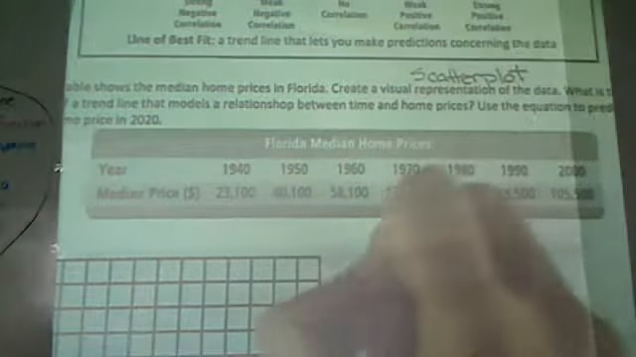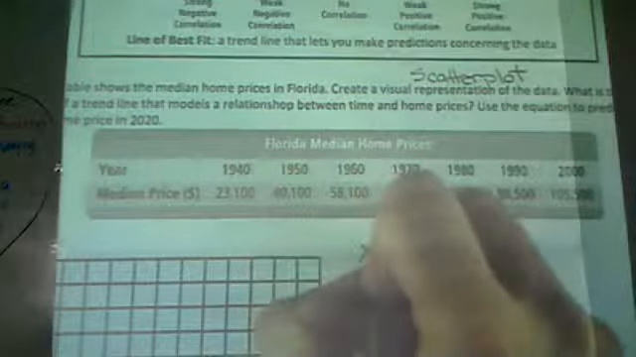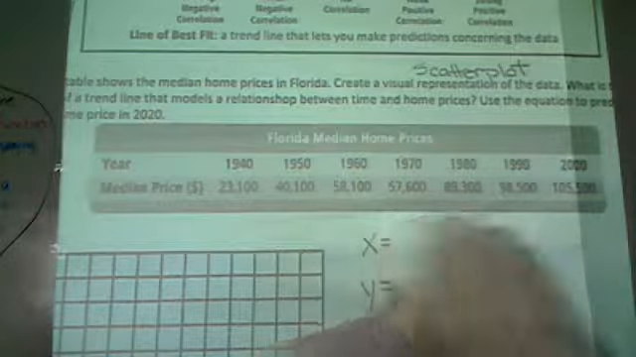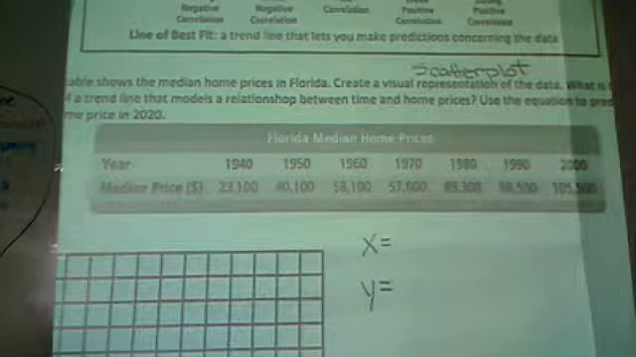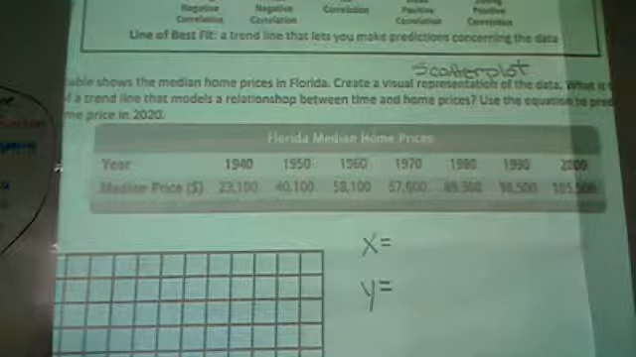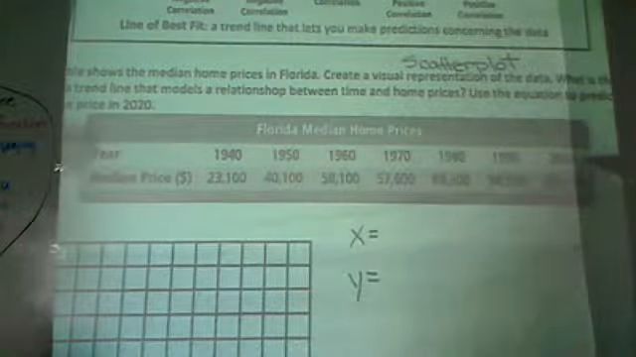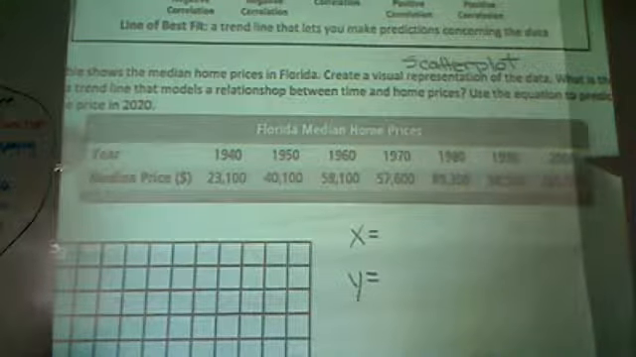So here's our table. The first thing we need to do is decide what is our independent variable, our x variable, and then what is our dependent variable, the y's. Remember that an independent variable has nothing that affects it. It's always the same no matter what. This has to do with time. No matter what, time passes exactly the same always. So time always marches on.